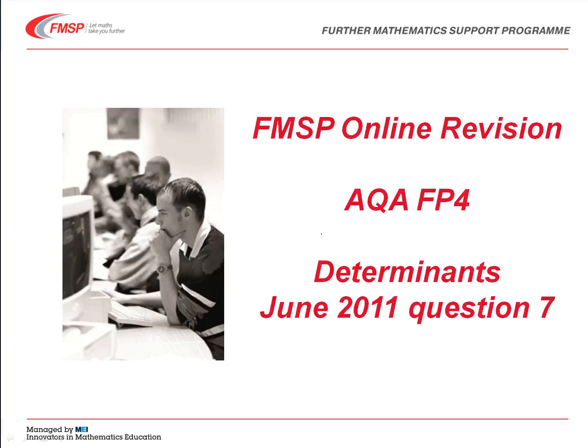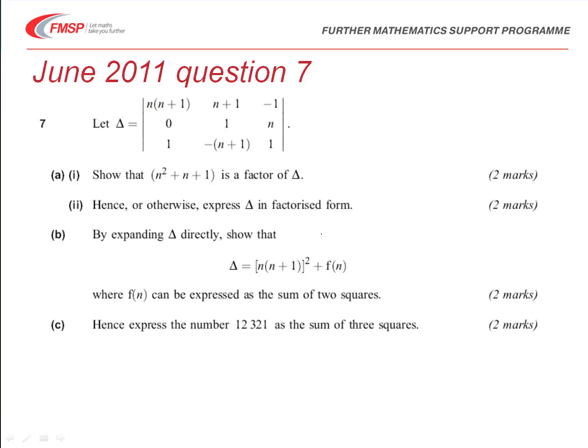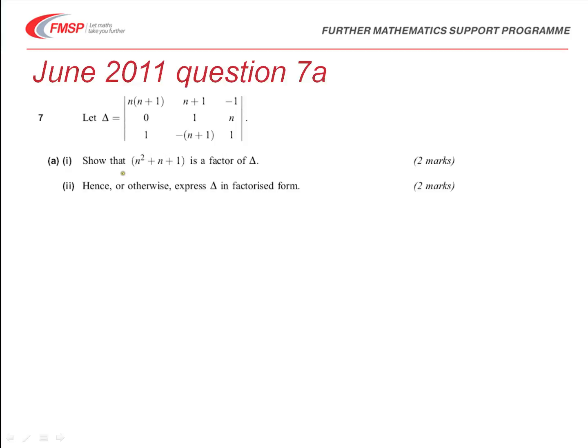Welcome to this online revision session for AQA FP4, in which we'll be looking at 2011 question 7 on determinants. As you can see, we're given the 3x3 matrix, determinant delta, and there are a series of parts where we have to relate various factors of this determinant in a number of different ways. In the first part, we've got to show that n squared plus n plus 1 is a factor of delta.